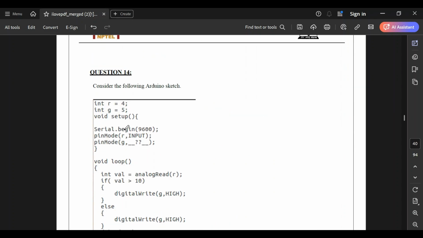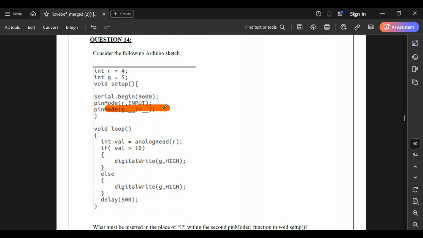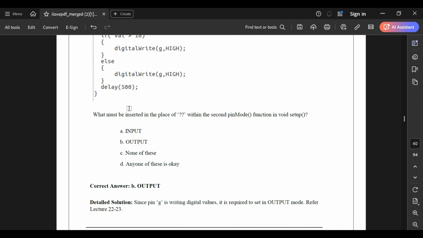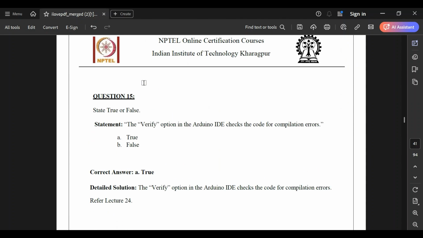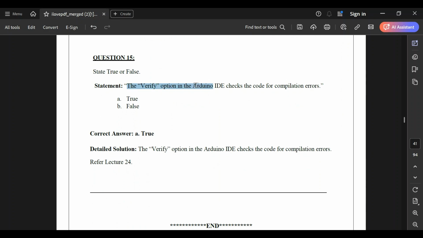There is a code given. You have to know just what to write out here. So there should be an output, as this question has been repeatedly asked. You can have a go at this once. The verify option in Arduino IDE checks what? It checks compilation errors, so it is true.